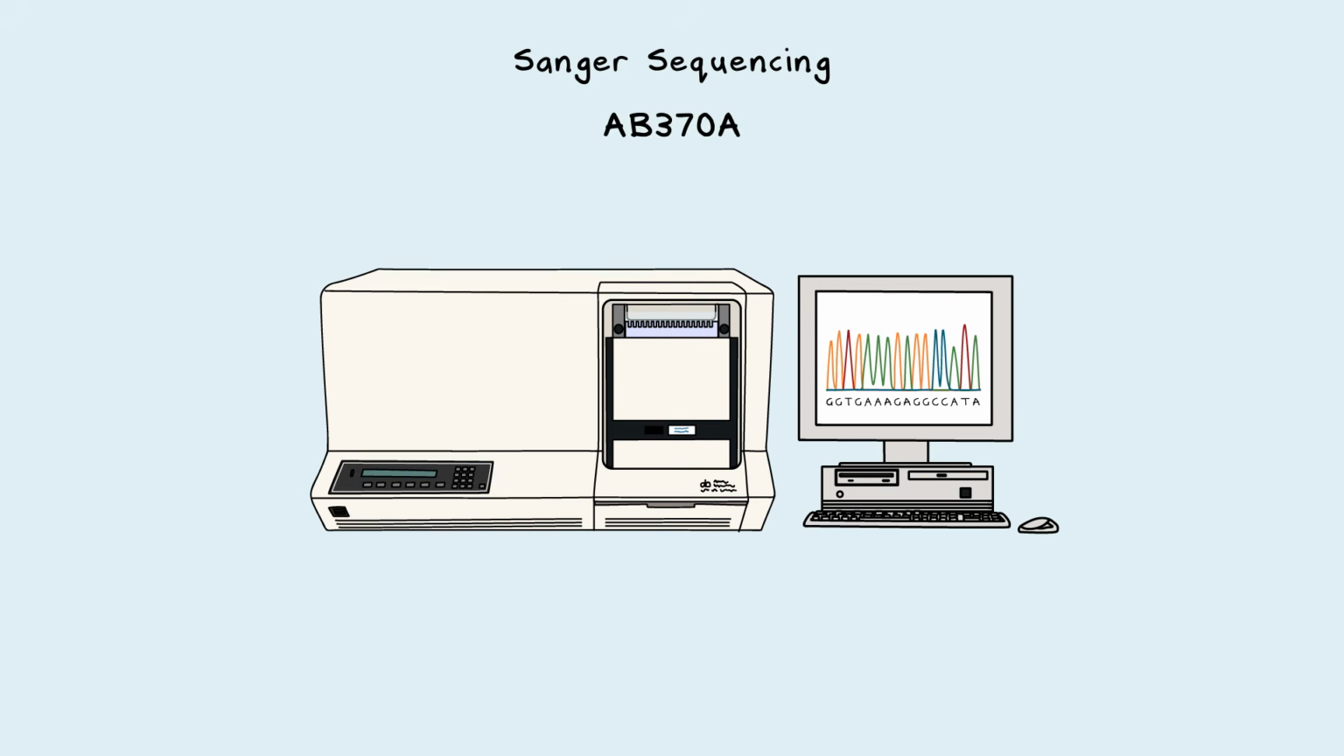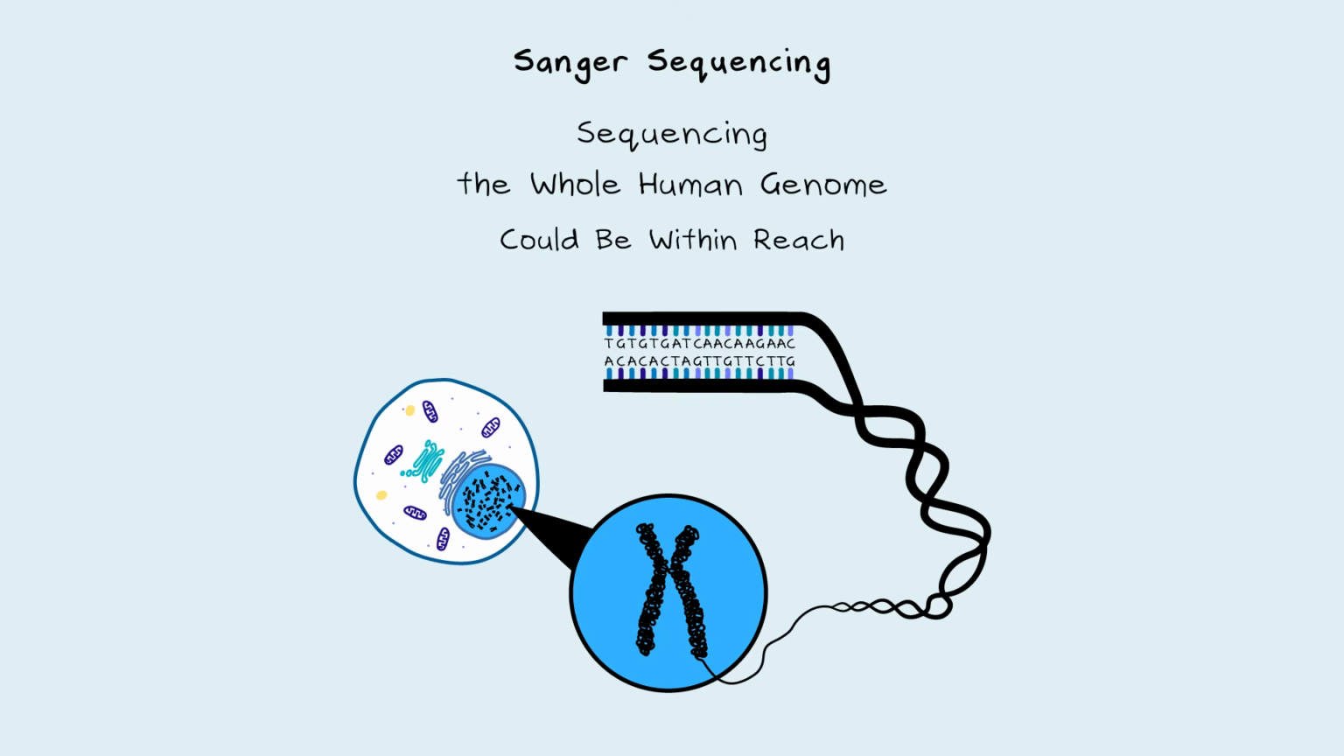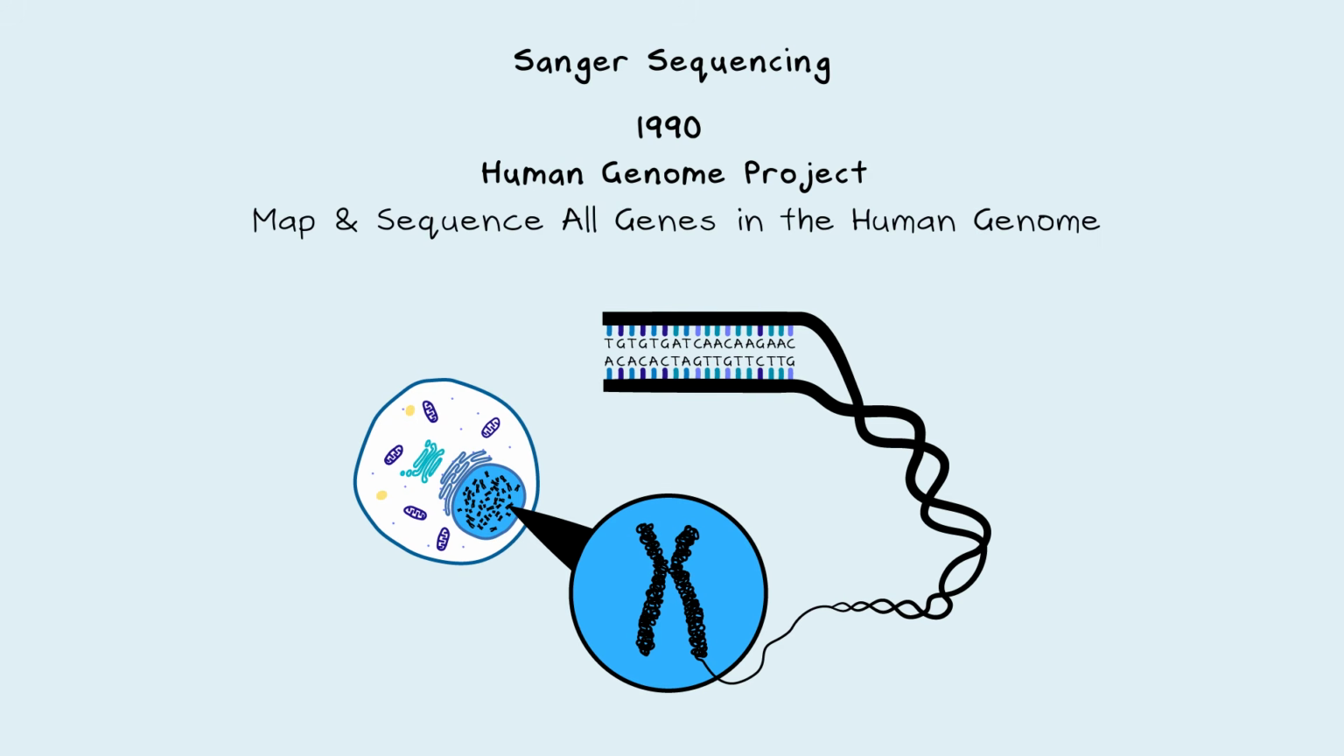The AB370A showed that sequencing could be faster and more automated. Scientists started to think sequencing the whole human genome could be within reach. In 1990, the US government announced the Human Genome Project. This project aimed to map and sequence all the genes in the human genome.